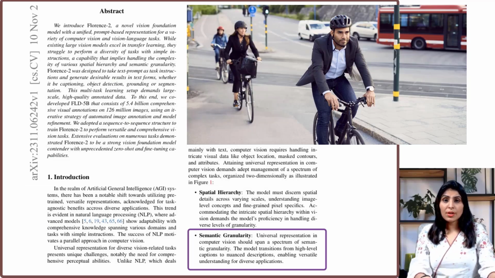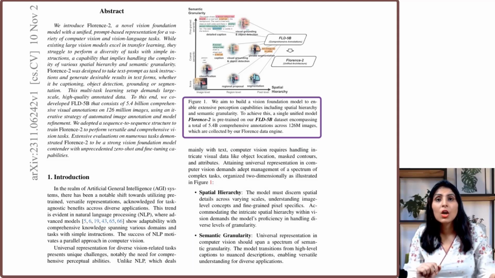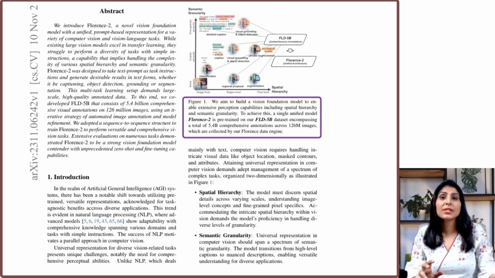So to train Florence-2 effectively, researchers created a huge dataset called FLD5B. This dataset contains detailed information on 126 million images with 5.4 billion annotations. We'll discuss this dataset in detail after some time.